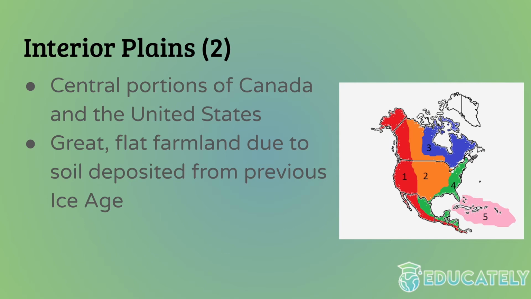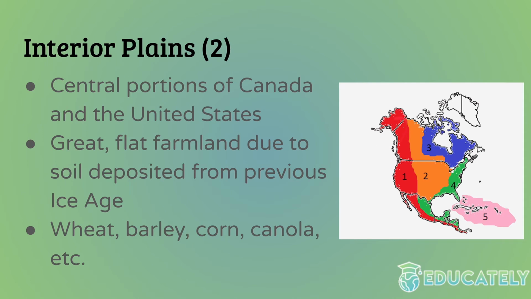And the reason it's so flat, and good for farming, is because of the soil that was deposited from the previous ice age, when these glaciers receded back 10,000 years ago. They just flattened the landscape, and also deposited lots of very fertile soil. This area is a staple in food growing in the United States, and a lot of food is shipped to other parts of the world.